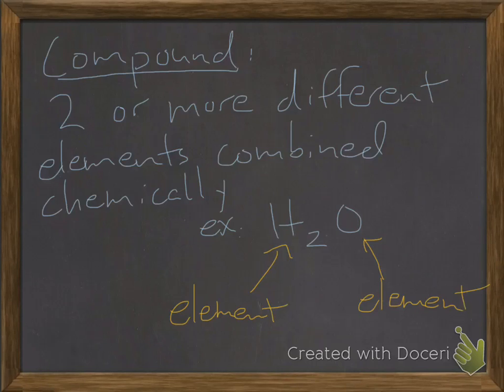What else has more than one? If it's alone, it's just an element. Sugar has more than one in it. Sugar is C6H12O6. Did you guys do that in biology? Or salt, NaCl?